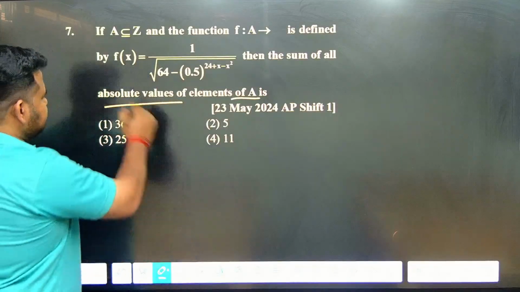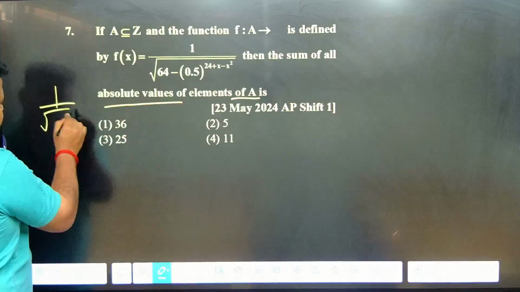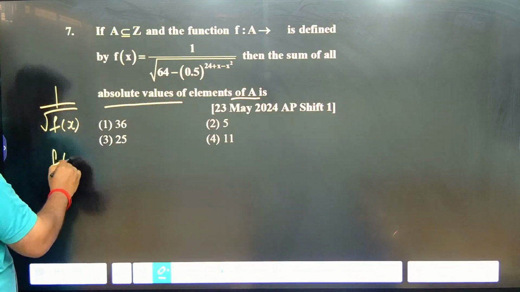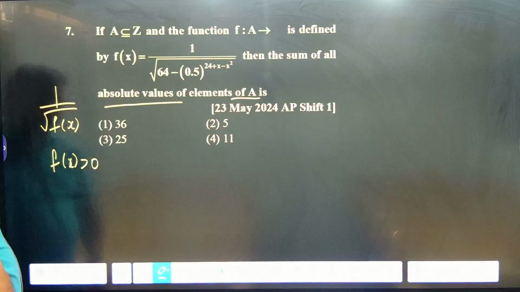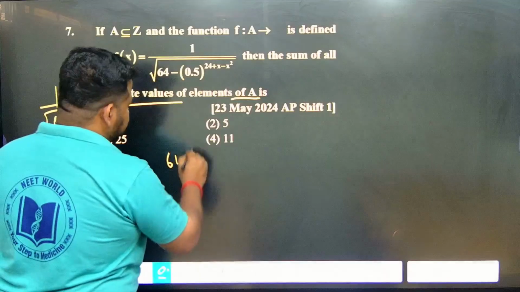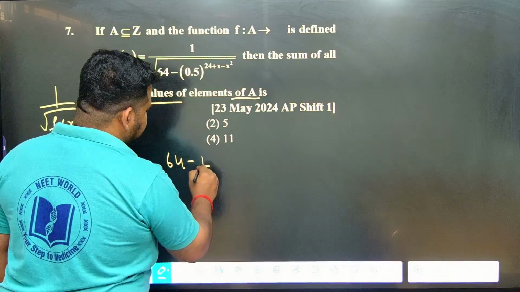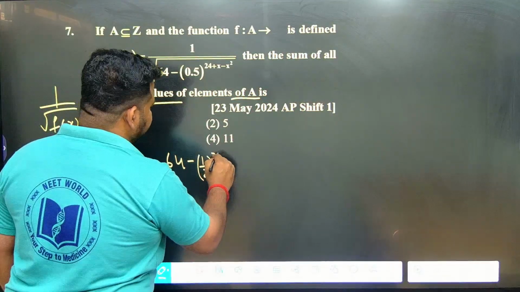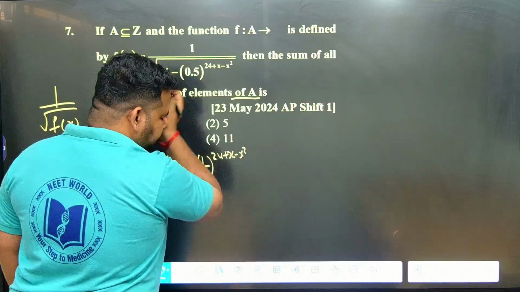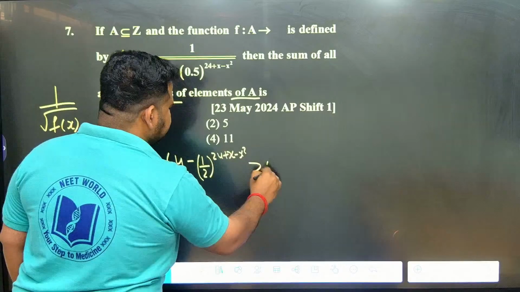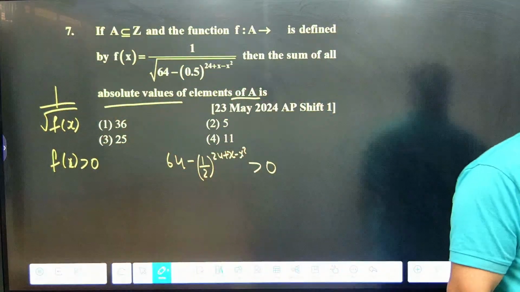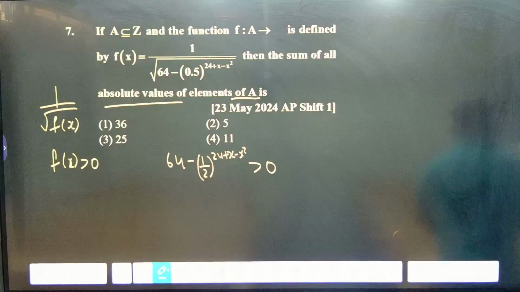So first of all, it is of the form 1 by square root of f of x, yes or no? 1 by square root of f of x means we will take f of x greater than 0. We will not take equals. That means we will take 64 minus 0.5, which I can write as 1 by 2, to the power of 24 plus x minus x square, greater than 0. Think about the steps that we can do further.